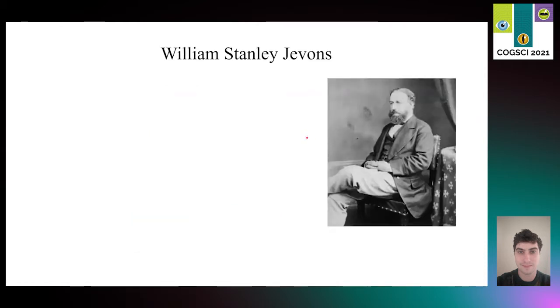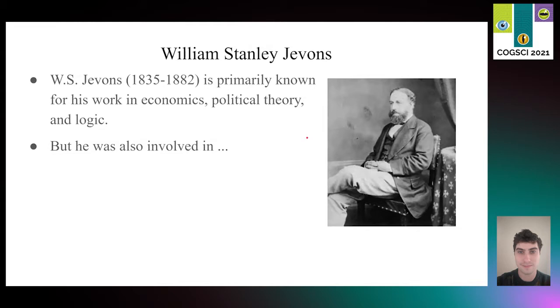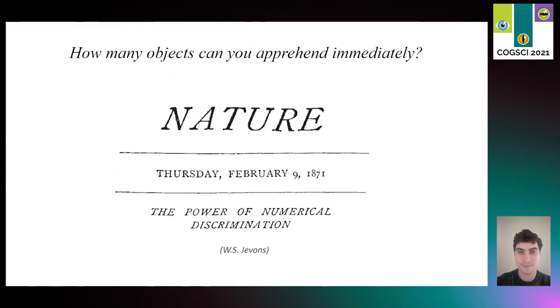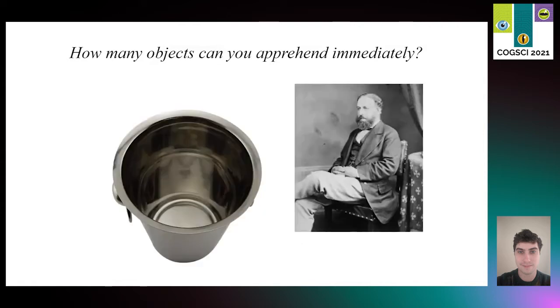So, the history of number psychophysics begins with this guy, William Stanley Jevons, who was primarily an economist and political theorist, but also spent some time counting beans. And he asked in an 1871 Nature paper, how many objects can you apprehend in your mind, can you hold on to in your mind at once?